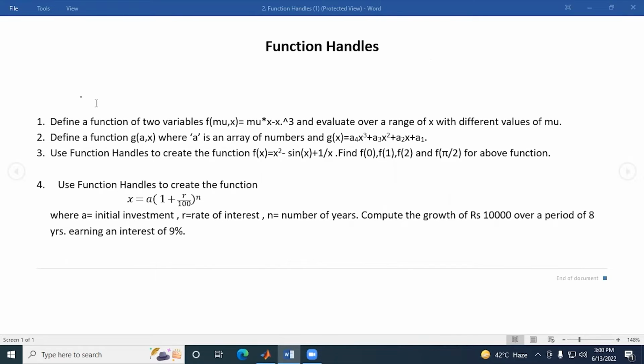So this is the time to do some hands-on practice with some questions on function handles. Start with the first question, that is, define the function of two variables. We have two variables mu and x already given, two input arguments. F is the function name given over here, and this is my equation on which I'm going to create my function and evaluate over the range of x with different values of mu.